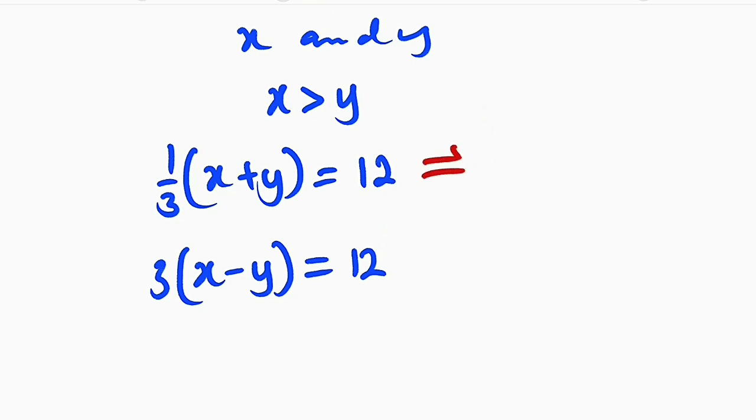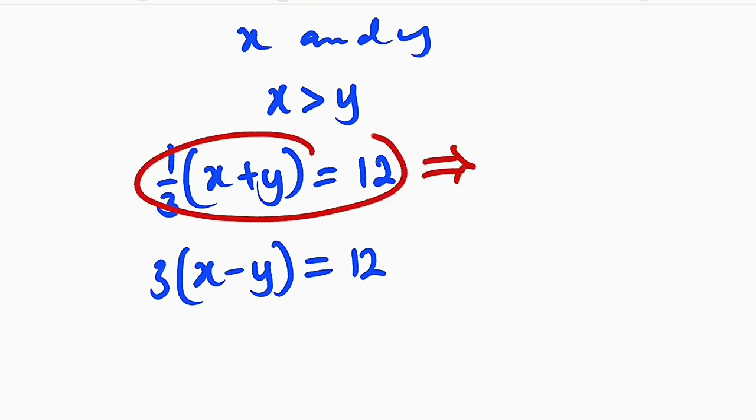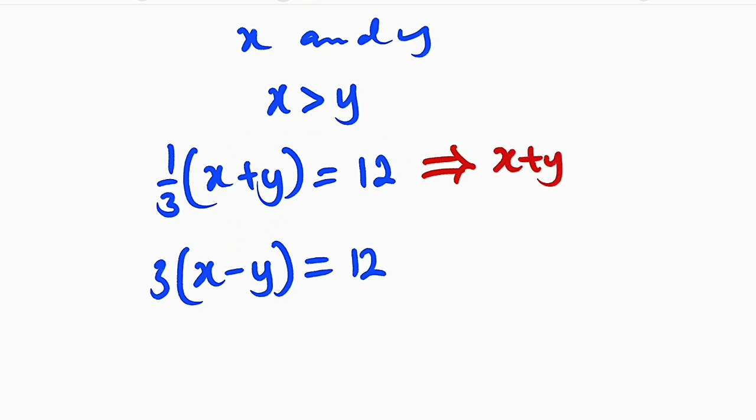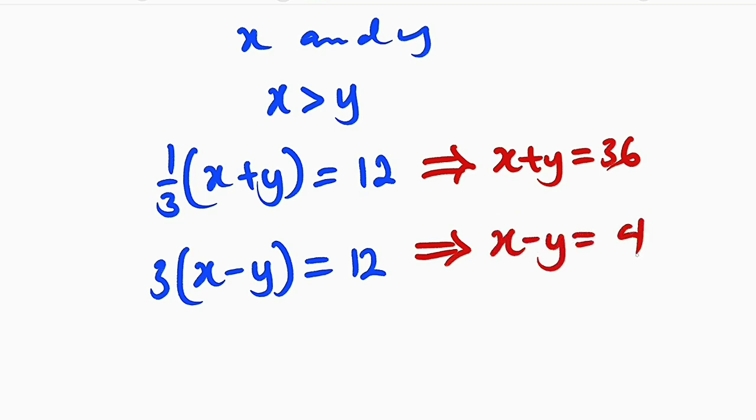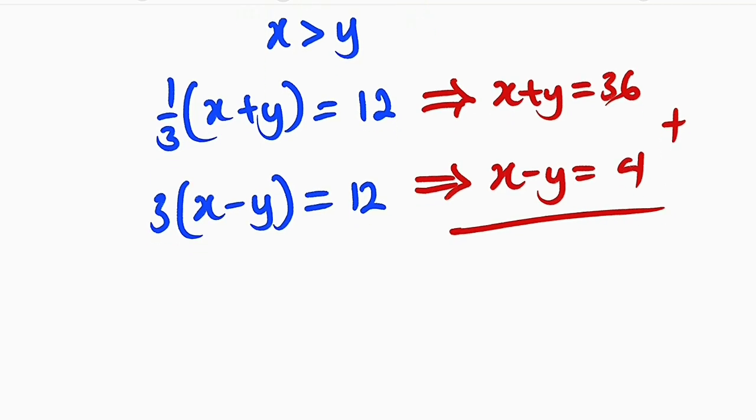So I can transform this into something new. If you multiply the whole of this equation by 3, you have X plus Y equal to 3 times 12 is 36. Then from this other one, if you divide both sides by 3, you have X minus Y equal to 4. So now let us add the two equations together. To the left hand side, X plus X is 2X. Y plus negative Y is 0. So to the other side, we have 40. Divide both sides by 2, you have X to be equal to 20.